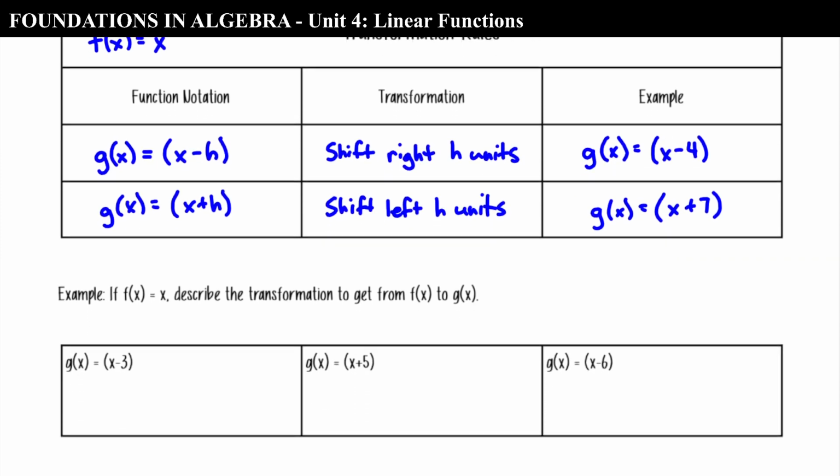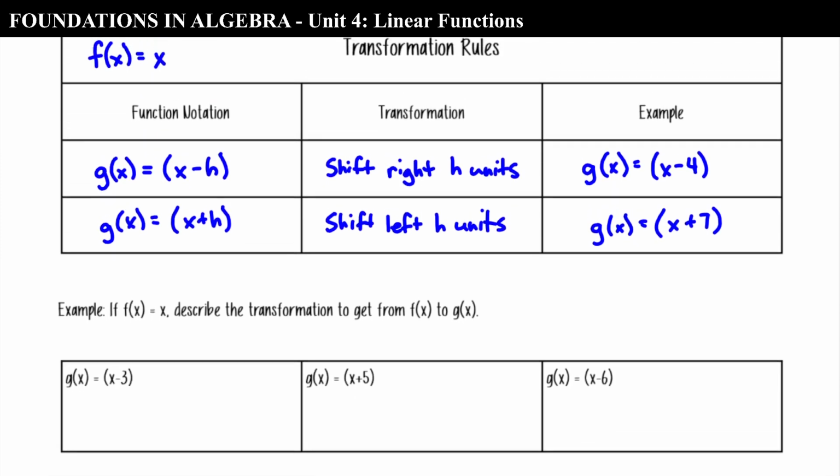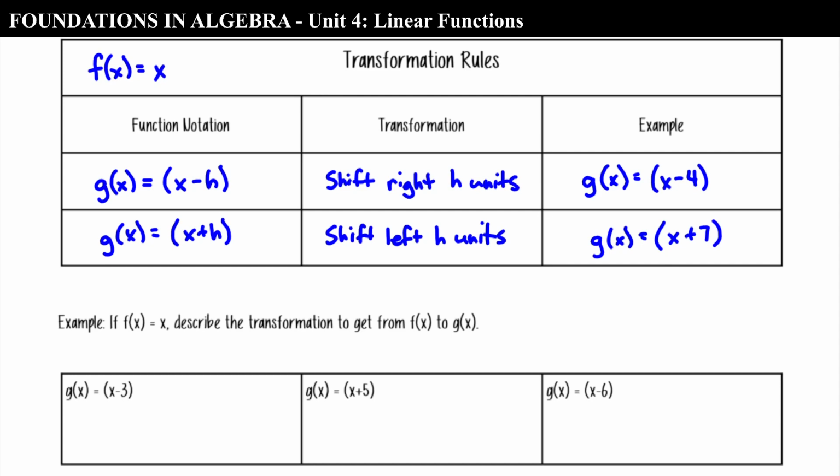So let's do some examples using those rules. If f of x equals x, we have our parent function. Describe the transformation that is happening in each of these. Well, since we have minus 3 here, we're going to the right 3. Since we have a plus 5 here, we're going to the left 5. Since we have a minus 6, we're going to the right 6. That's how you identify those.